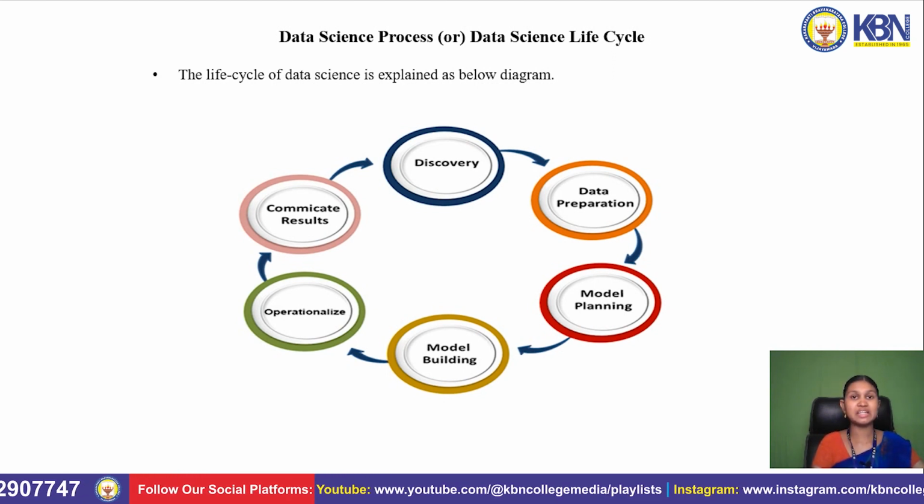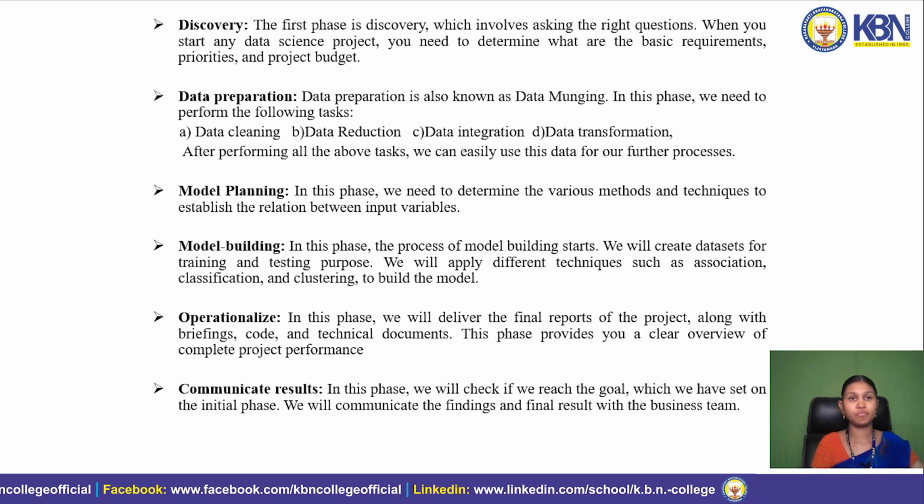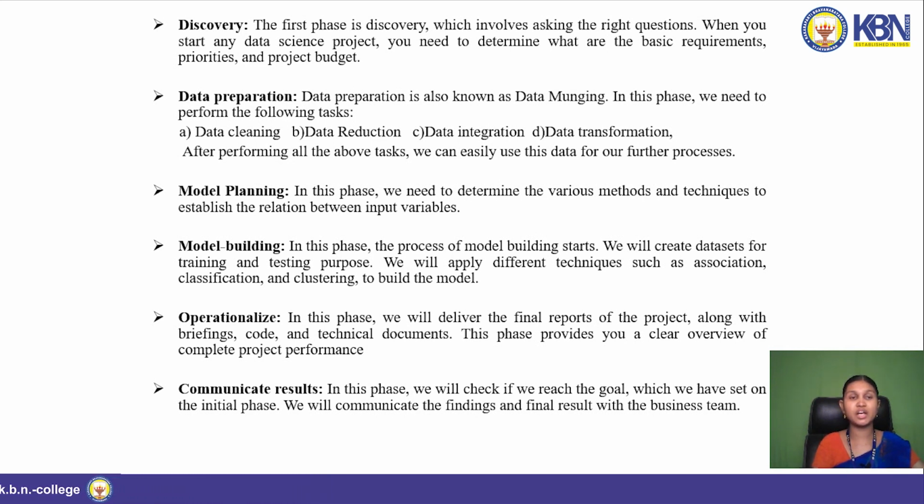Next, coming to the data science process or data science life cycle. In this life cycle, we see six data science phases. The first one is discovery, second data preparation, third model planning, fourth model building, fifth operationalize, sixth communicate results. Now, what is discovery? Let us take one example. You are conducting a project. The first phase is knowing what steps you will follow in that project. First, it involves asking the right questions when you start any data science project, and you have to know the basic requirements, priorities and project budgets.